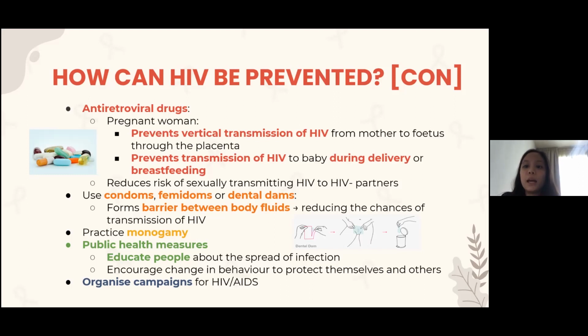Next is to practice monogamy, which is basically having only one partner. Next is public health measures, where you educate people about the spread of infections and encourage people to change their behaviors to protect themselves and others. Lastly is to organize campaigns for HIV and AIDS to once again educate people about the spread of infection.